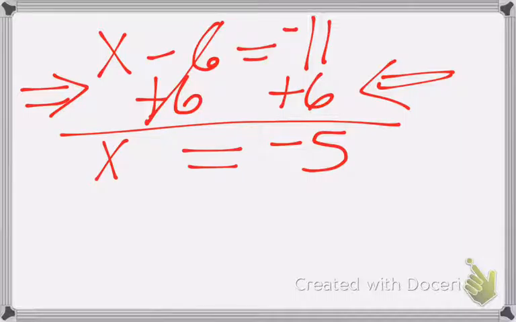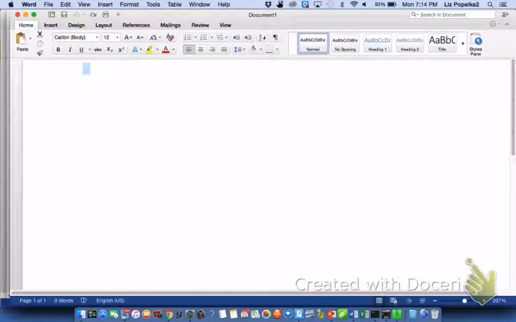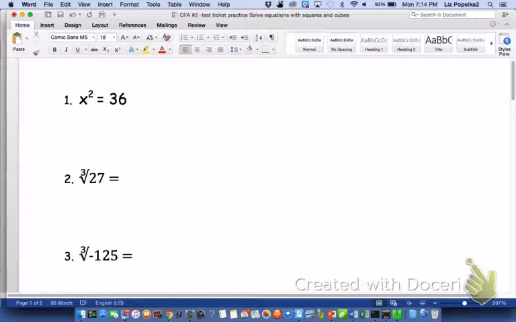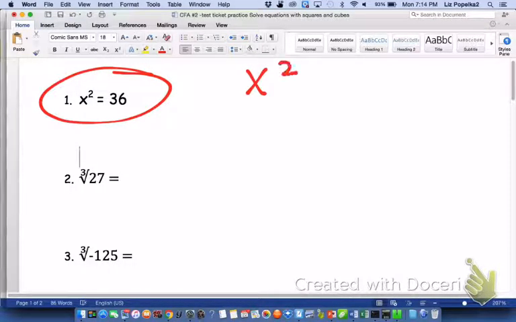So basically, the things you need to remember when it comes to equations is that you use opposite or inverse operations in order to get a variable by itself. And what you do to one side of the equation, you have to do to the other. So how does that help you here with number 1? I'm going to rewrite this over here to the side.